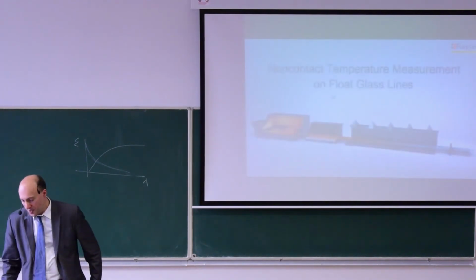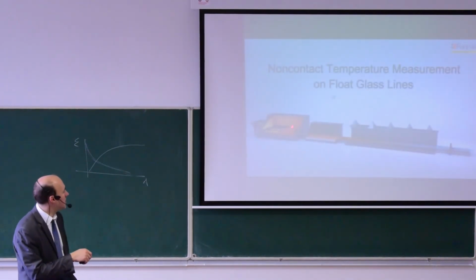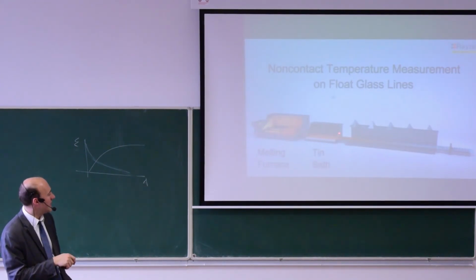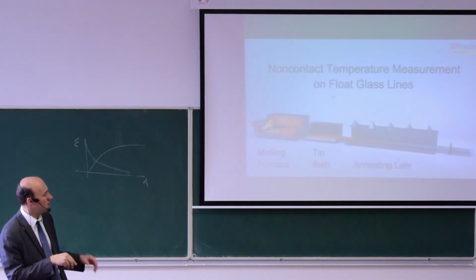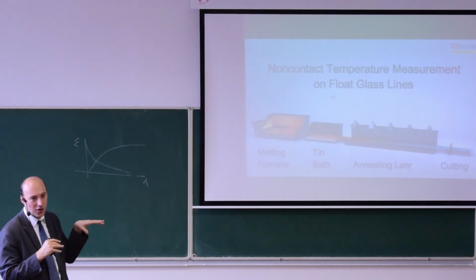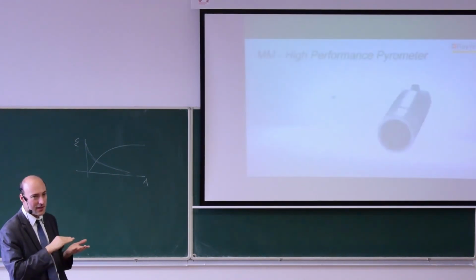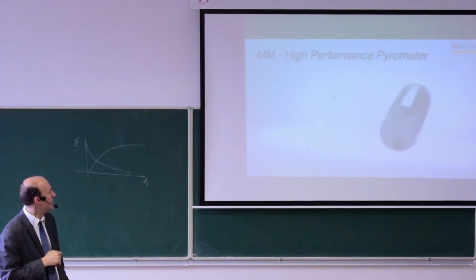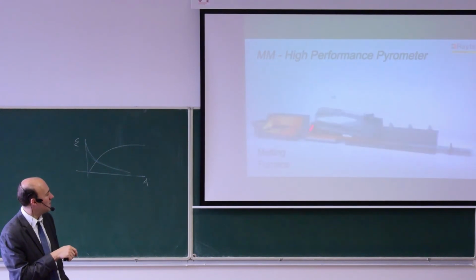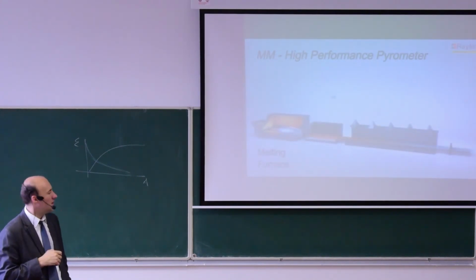So here you see the float glass line. This is the furnace where they melt the glass. This is the tin bath, so it's molten tin, and the glass is floating on top of the molten tin, so it becomes quite flat. And here you see the pyrometers that are installed at many places of the production line.